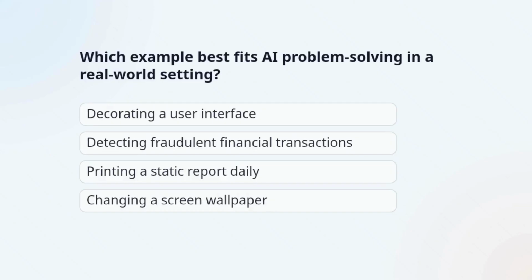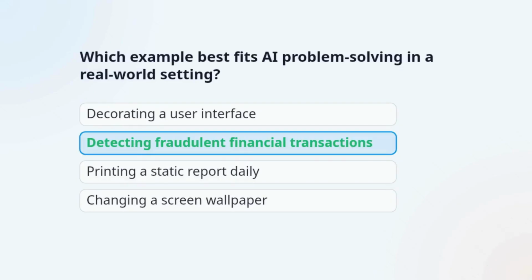Question 3. Which example best fits AI problem solving in a real-world setting? The correct answer is detecting fraudulent financial transactions. The article gives fraud detection as a practical example of AI applying data, reasoning, and algorithms to solve problems.